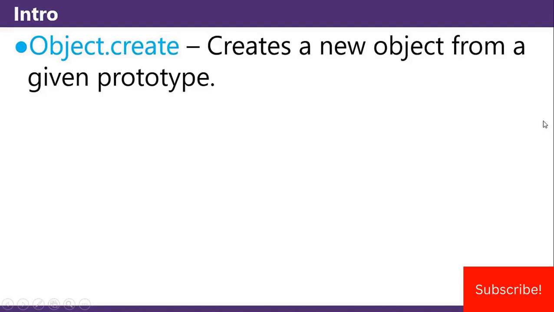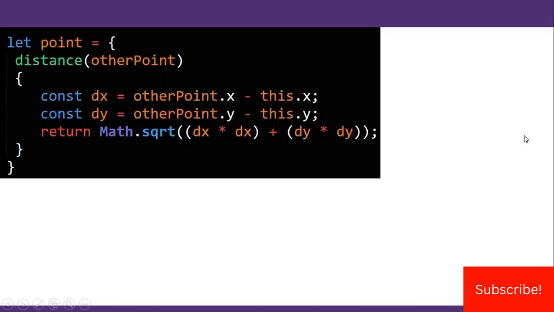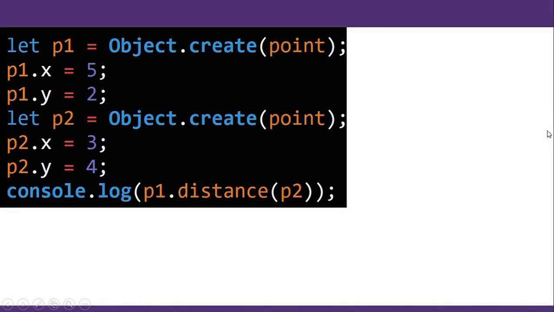In JavaScript, the Object.create method creates a new object from a given prototype. The prototype serves as a foundational object from which new objects inherit copies of all its data. Next, we have a prototype object that represents a two-dimensional point. We've defined a distance method that calculates the distance between 2 points. We use Object.create to ensure our individual point objects inherit the distance method's functionality.